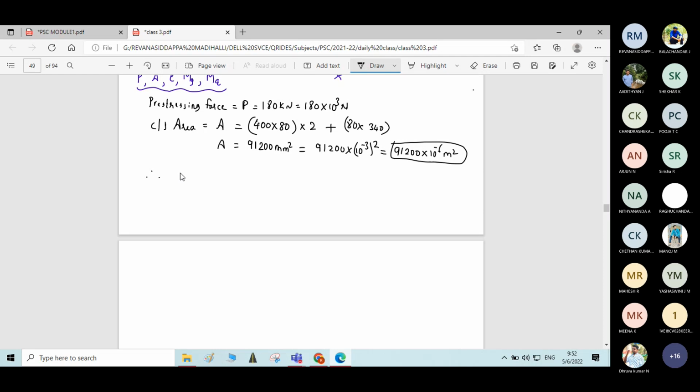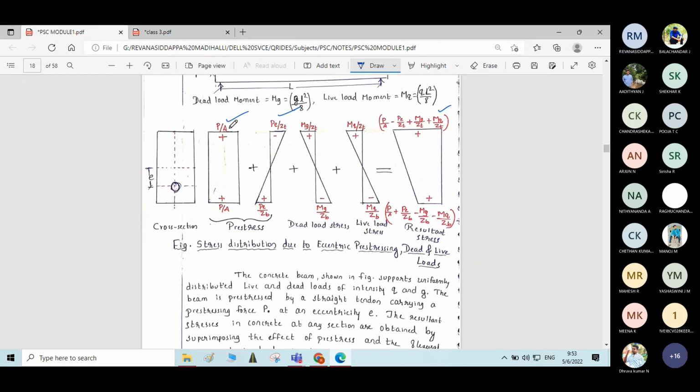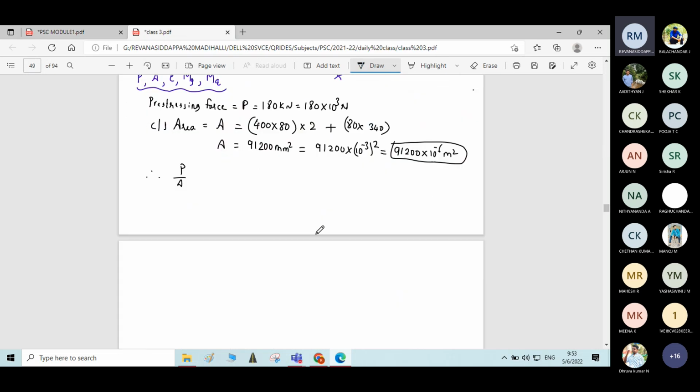Therefore, P by A. Okay. And it is plus on both top and the bottom. Correct? P by A is equal to P is 180 into 10 power 3 divided by 91,200 into 10 power minus 6. Okay. What is the answer?